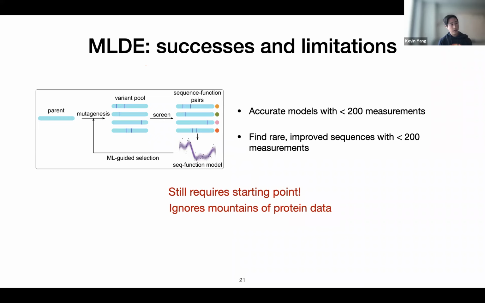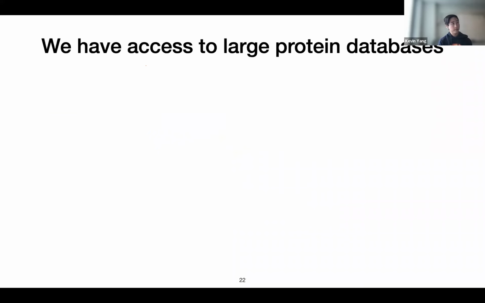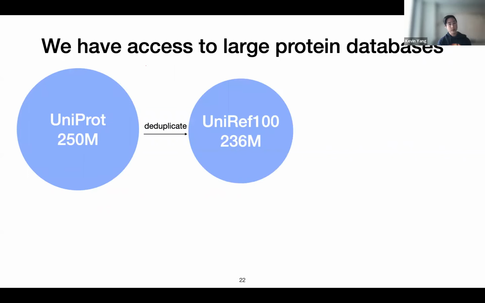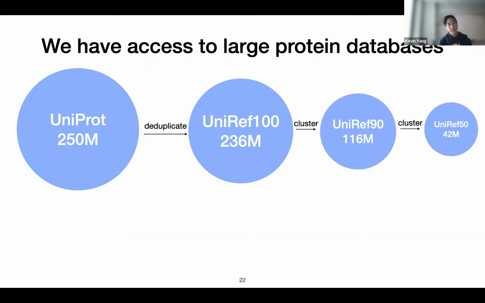And we collect mountains of protein data worldwide. And this kind of paradigm so far has only used the ones we collect ourselves, about 200 points. So let's see if we can use some of that other data to do things. We have access to these large protein databases, such as UniProt, which if you deduplicate is UniProt 400, about 236 million sequences. These numbers are a little bit out of date because I made this slide like a year ago. You can cluster that or cluster it more.